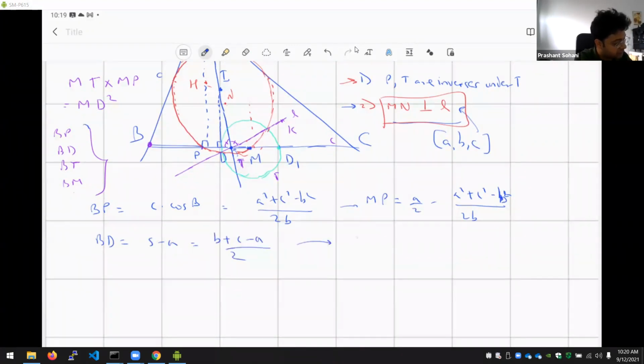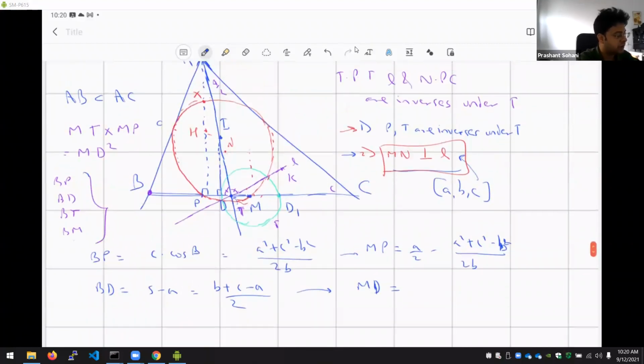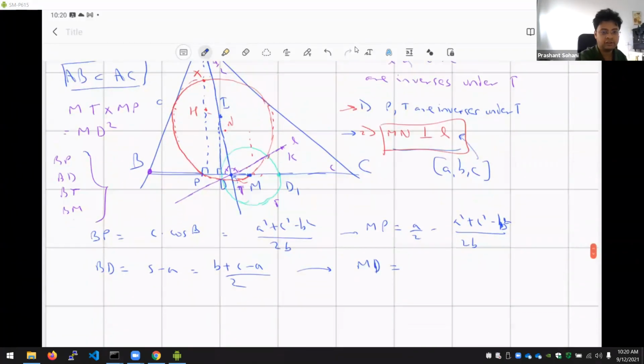So if BD is this, then MD equals, and by the way, throughout this question, I'm assuming that AB is less than AC. So the order of the points is fixed because of this. If AB was greater than AC, then everything will happen on the other side, but it doesn't change much actually. So MD is nothing but A by 2 minus this.